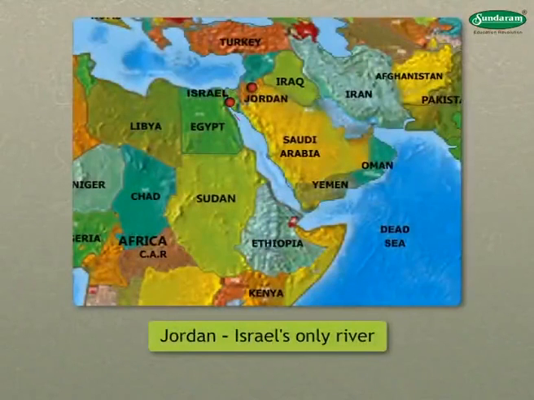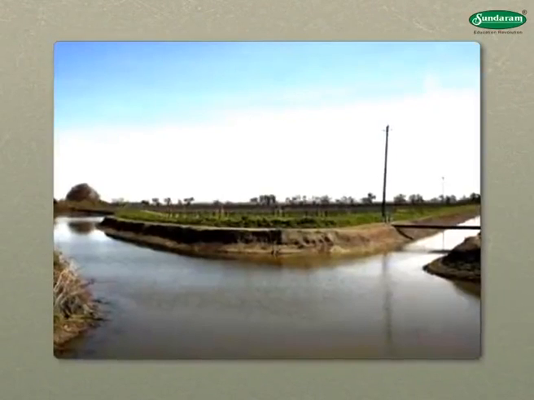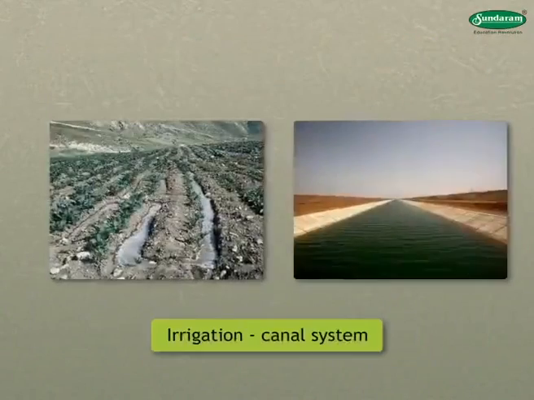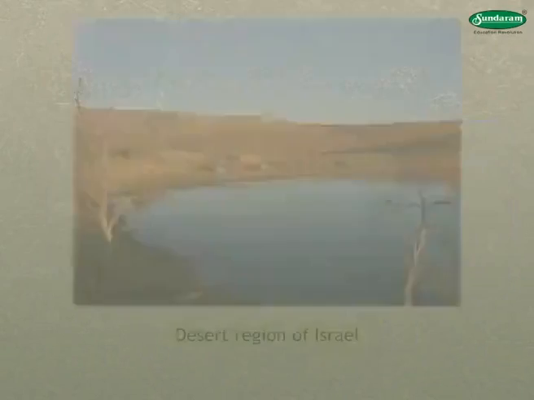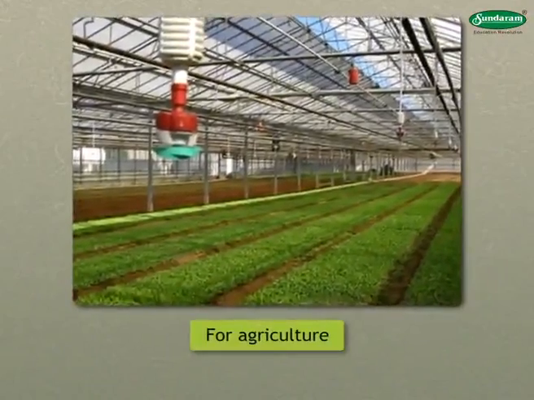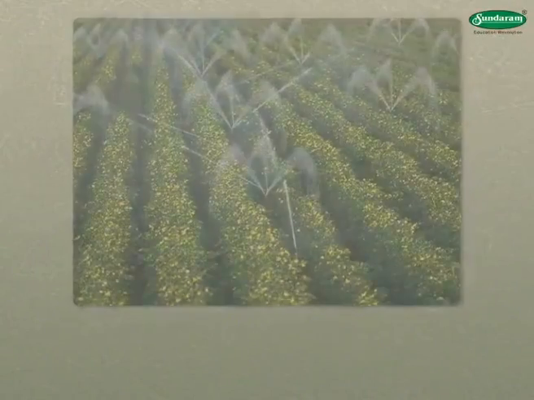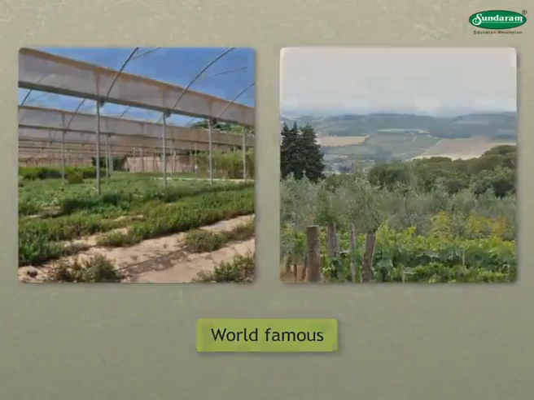Jordan, Israel's only river, flows towards the south into the Dead Sea. A network of canals drawn from this river has been created to supply water to the western parts. This irrigation system provides enough water to nearly half of Israel's desert region for the purpose of agriculture. Besides, due to the system of sprinkle irrigation, Israel's farms and orchards have become famous worldwide.